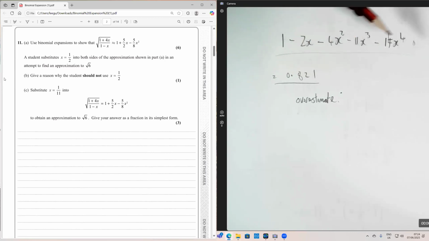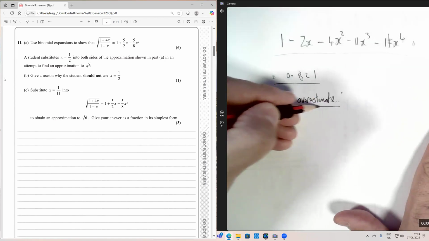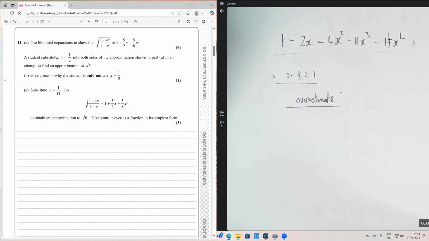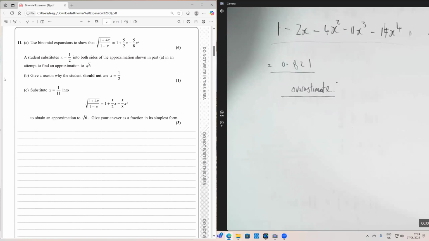But actually, every successive term is taking something off this. So because I've only got the first 5 terms there, this answer is actually an overestimate. So just be aware of that. They seem to have been favouring asking that in, especially Edexcel, in recent exam papers. And I think that's another not very well understood idea about the binomial.